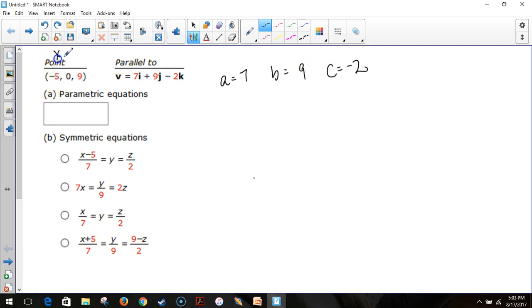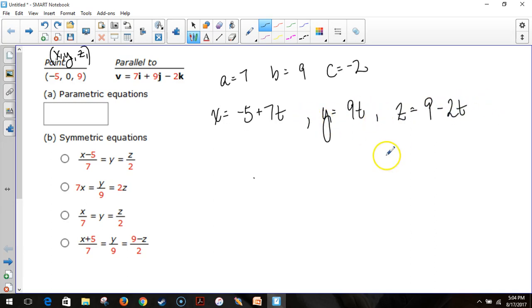And of course, this is my point, so that's my X, Y, and Z sub 1, since that's where I want to start. And so my parametric equations will just be X equals, start at my X sub 1, which is a -5, move as many times as I want using A, and that's how I would get to the X part of my Q coordinate. Do the same thing for Y. I have a 0, so I just won't put that in. I have 9t. And then Z would be a 9 minus 2t. And these are my parametric equations.